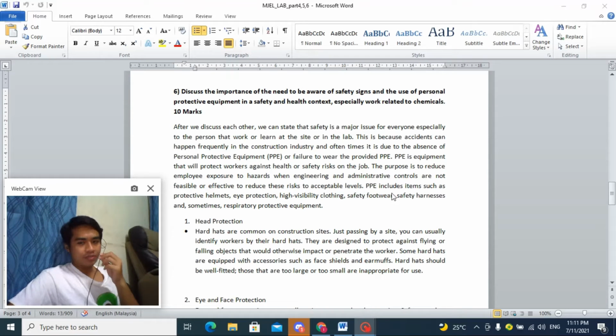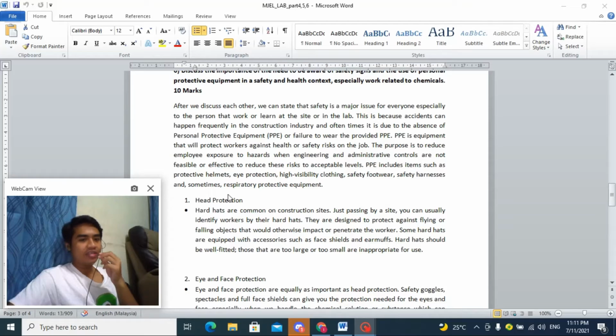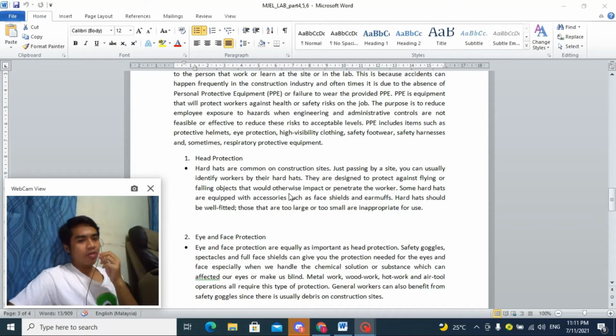Okay. PPEs include items such as protective helmet, eye protection, high visibility clothing, safety footwear, safety harnesses, and sometimes respiratory protective equipment, which I will explain in point number 1, which is head protection. For this, hard hats are common on construction sites.